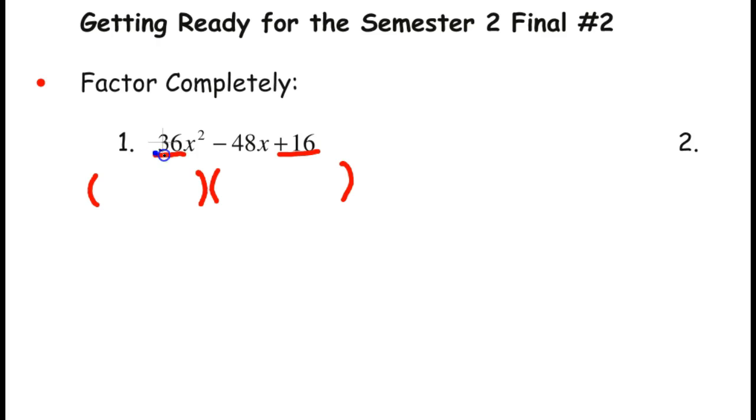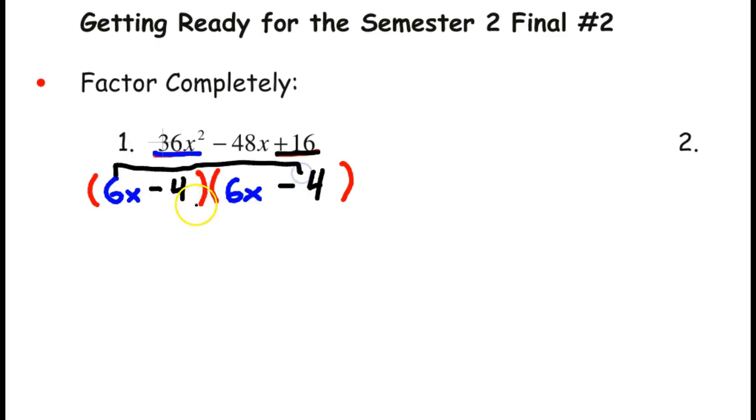So we have 36x squared, which is 6x times 6x, right? And then we also have 16, which is just 4 times 4, right? And then to get to negative 48, since it's negative, both of these will be negative, because we'll get negative 24 from here and negative 24 from here, and that equals negative 48.